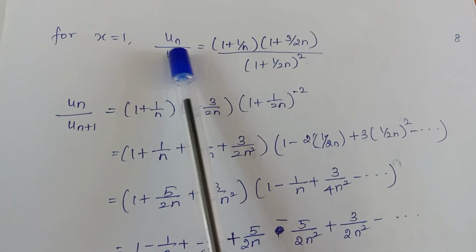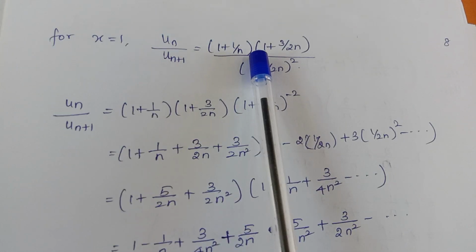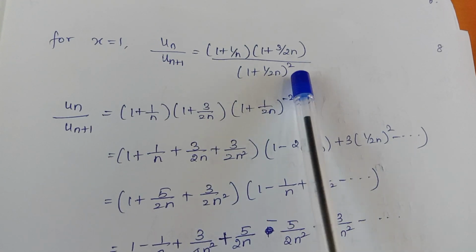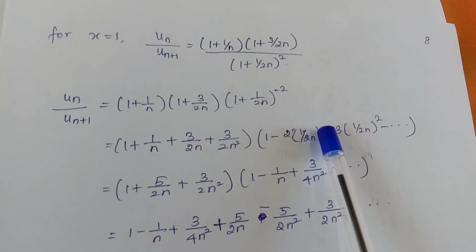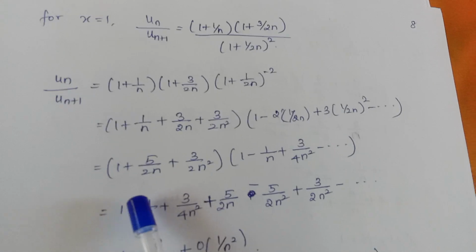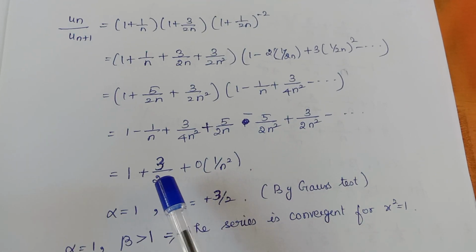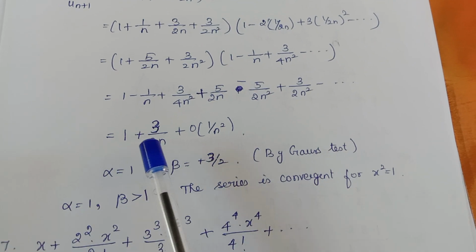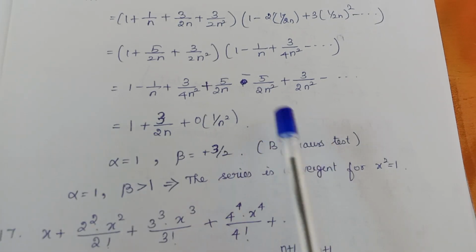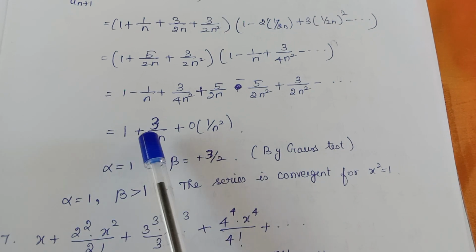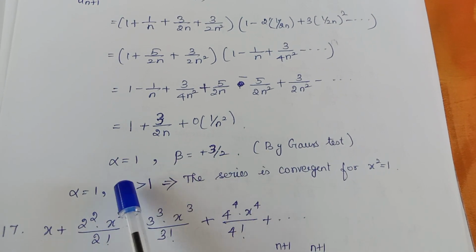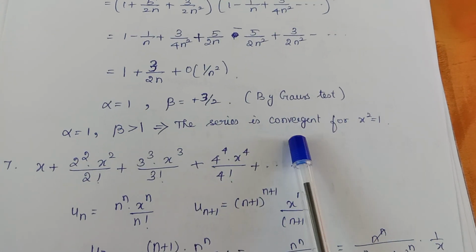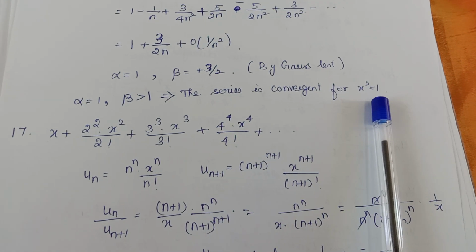So when x equal to 1, un by un plus 1 takes the form 1 plus 1 by n, 1 plus 3 by 2n into 1 divided by 1 plus 1 by 2n square. Bring it to the numerator and you expand using binomial expansion and then you write the terms as before. We are going to apply Gauss test. So Gauss test contains a constant plus a 1 by n term plus other terms. So the constant is alpha, and the coefficient of 1 by n is beta. So when alpha equal to 1 and beta greater than 1, the series is convergent. Therefore, for x square equal to 1, the series converges.